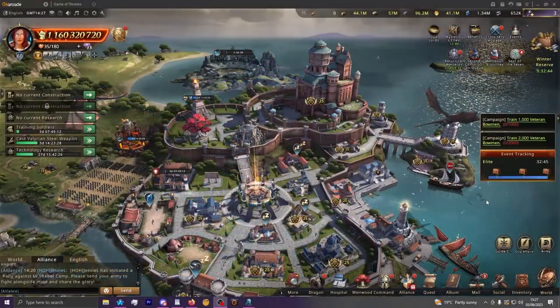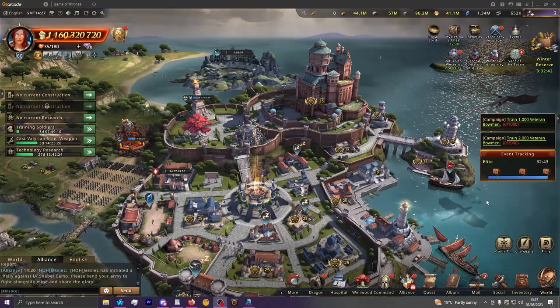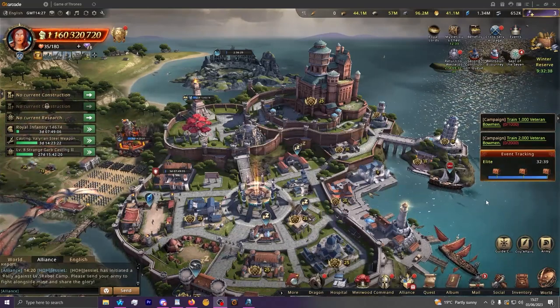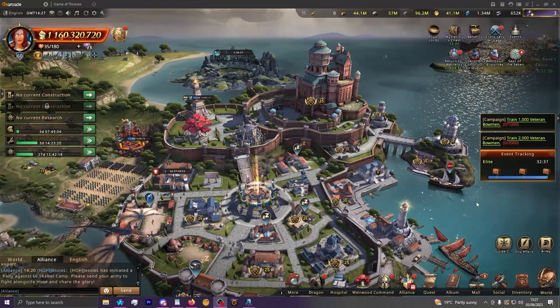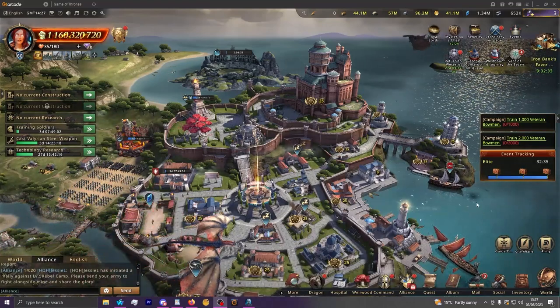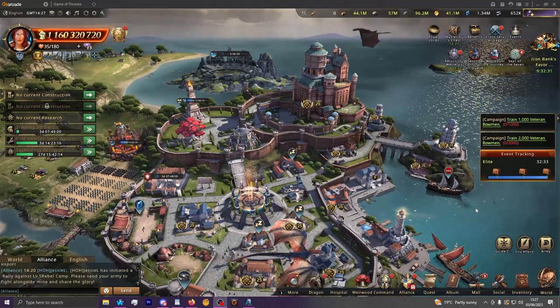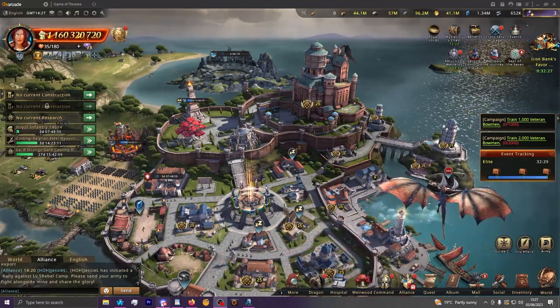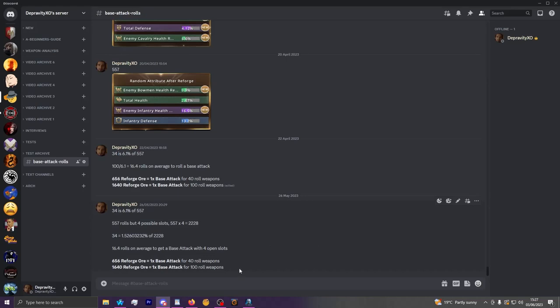So a little while ago, I made a video going over the drop rate of base attack and roughly trying to approximate exactly how much Reforge Ore it would require to roll a base attack on both 40 and 100 Reforge Ore cost weapons. So my full data for all that was in here.